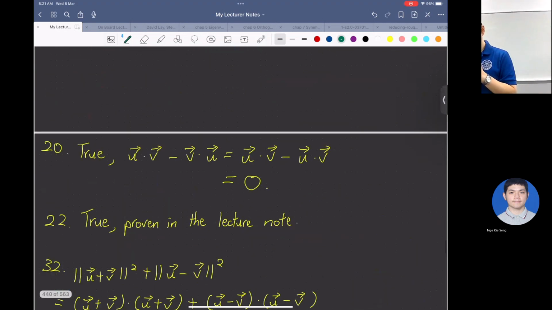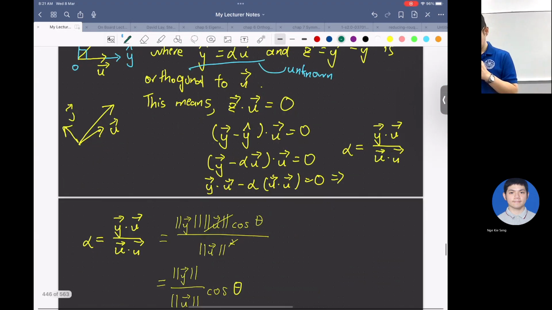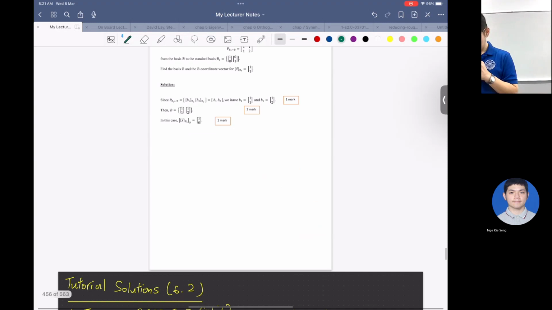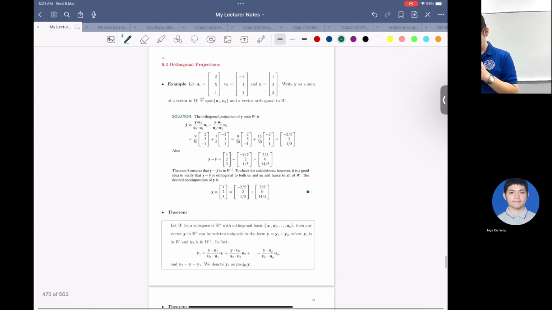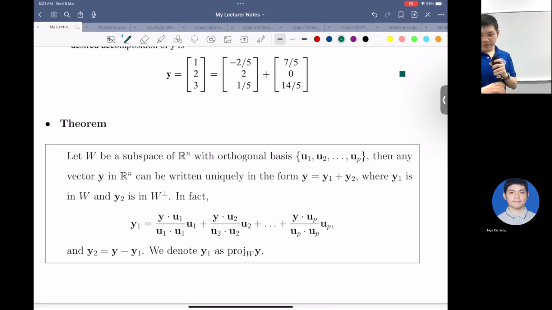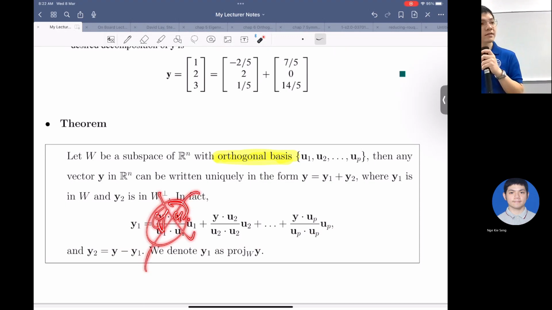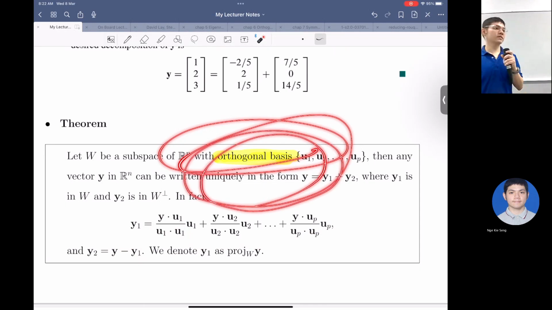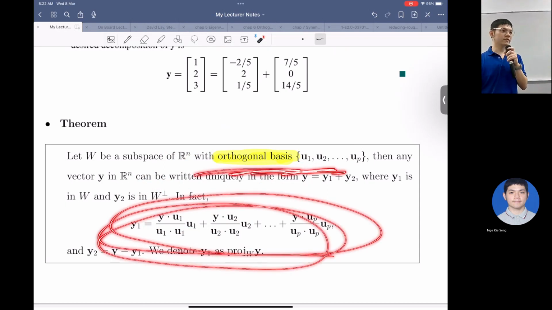Let me bring the statement up. Maybe not this statement, maybe a stronger statement. So there's a key thing here: you need to start with an orthogonal basis. Only with this orthogonal basis can you use this formula to project your y. If it is not orthogonal, then this y dot u1 thing doesn't work. So every time you want to do this kind of projection, make sure you start with orthogonal vectors.